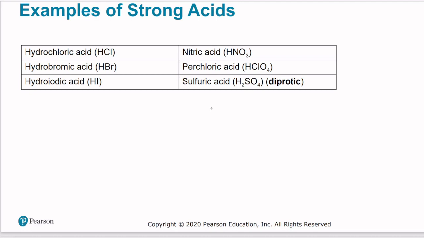But notice that sulfuric acid has two hydrogens out in front, and that means it's diprotic. It can donate two hydrogens. The first of those is a strong acid and donates completely, and that's going to be equal to the amount of sulfuric acid we put in. The second one doesn't go completely, and we're going to talk about how to do those calculations, how we account for a weak acid dissociation problem.